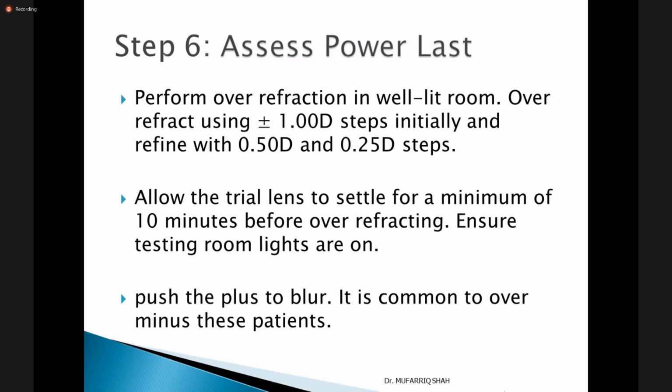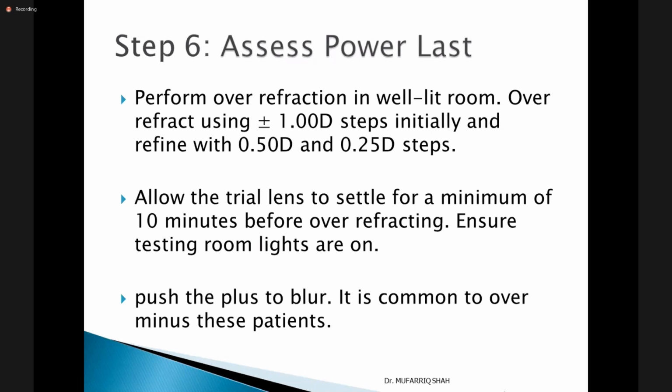So push the plus to blur. It is common to over minus these patients. So what does it mean? Suppose you put -3 diopter over refraction and the patient says this is better, right? So you go increase and decrease. Suppose at -3 diopter the patient says this is better, at -3.25 diopter the patient says no, this is worse, and with -2.75 diopter, again the patient says that this is worse.